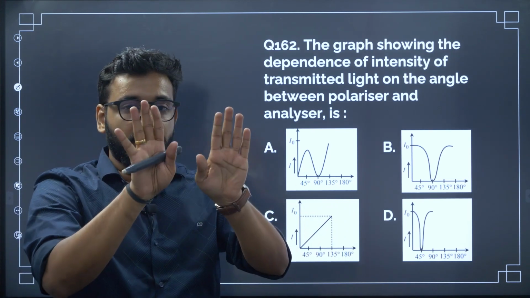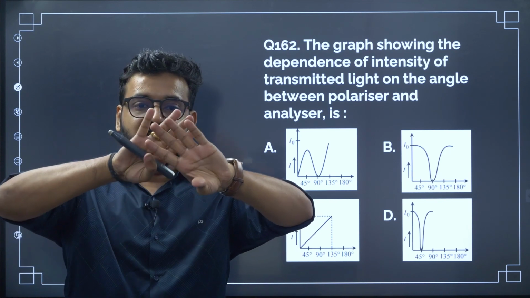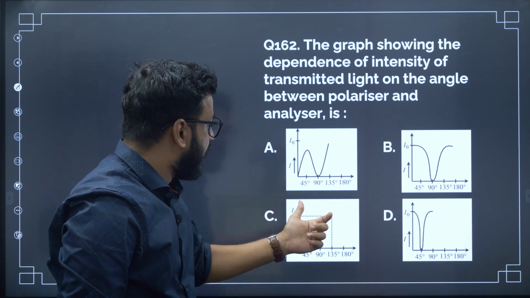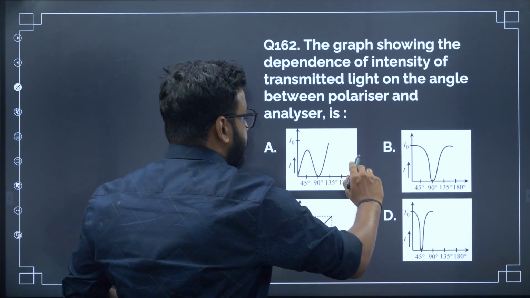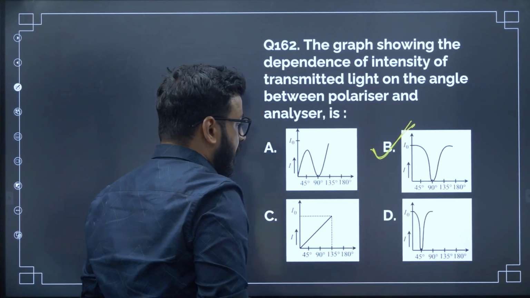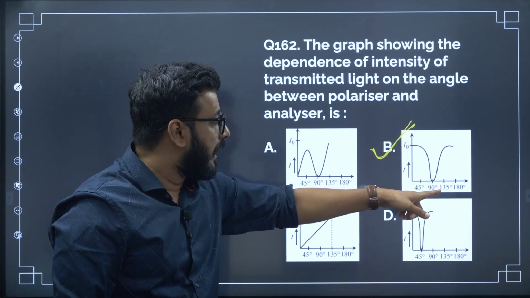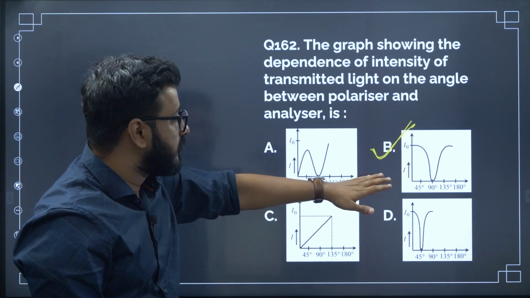It's like two combs like this, with fingers. When they are like this, light passes through. But when they are perpendicular, there is a blockage of light. Now, which of the graphs suits this explanation? That is option B, where intensity becomes minimum at 90 degrees, and at 180 and 0 it reaches the maximum once again. All right, so this is the correct answer.